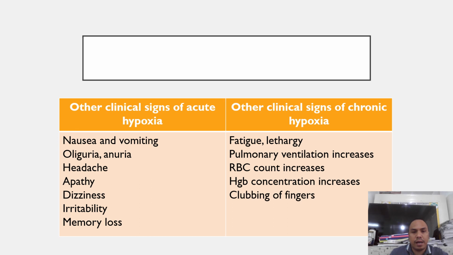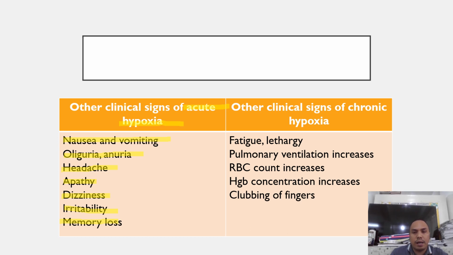Next one, the other clinical signs of acute hypoxia. We have the nausea and vomiting. We have the oliguria and anuria. Pag sinabi nating oliguria, that is urinary output less than 400 ml per day or less than 20 ml per hour. Pag sinabi naman nating anuria, that is no urine or without urine. Okay, and then we have also another sign. We have the headache, apathy, dizziness, irritability, and memory loss. So, yan yung ating clinical signs of acute hypoxia.